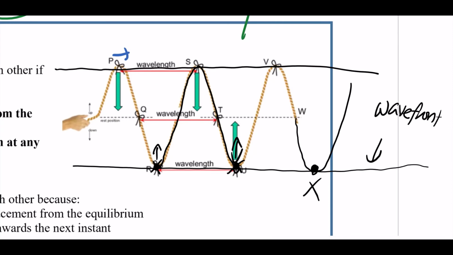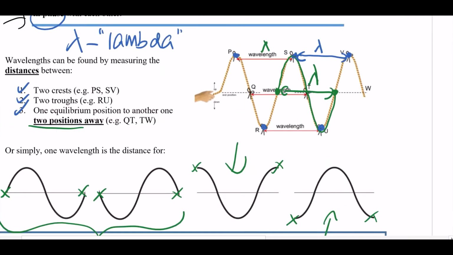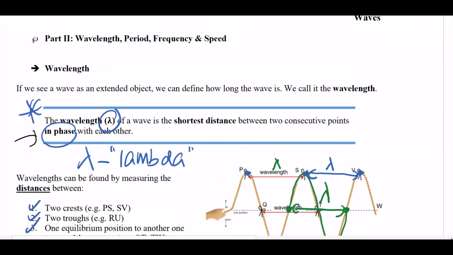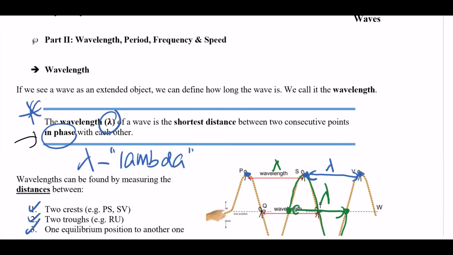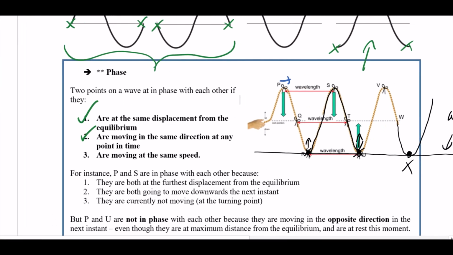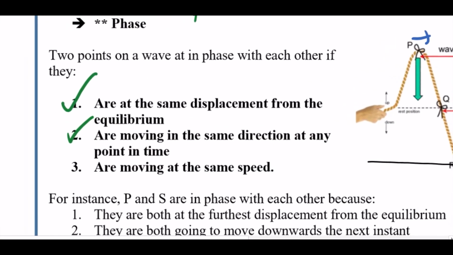If you don't quite understand this, it's alright. Just make sure that you commit the definition to memory. Moving forward, wavelength again. Wavelength is the shortest distance between two points that are in phase. This is why I say, using that definition, I don't have to care about what conditions 1, 2, and 3 mean.